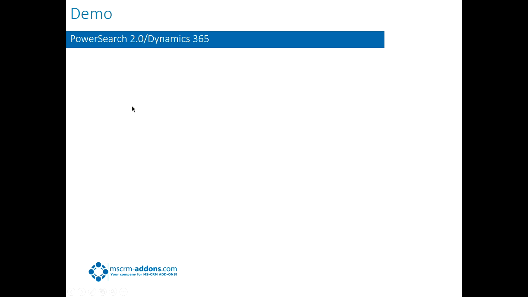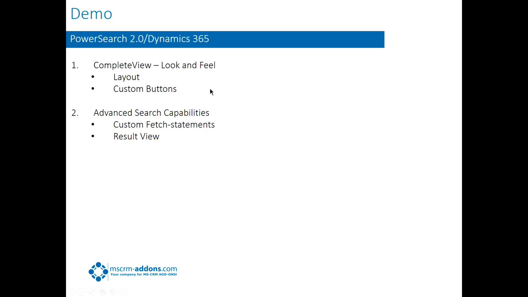So moving on, the demo that we're going to do today is going to be PowerSearch 2.0 in a Dynamics 365 environment. The first thing we're going to go over is the complete view, to show you the look and feel of it, the layout, and the custom buttons that you can add to it, with some examples. We're going to talk about the advanced search capabilities, the custom fetch statements again, and the results view, and show you those as well.